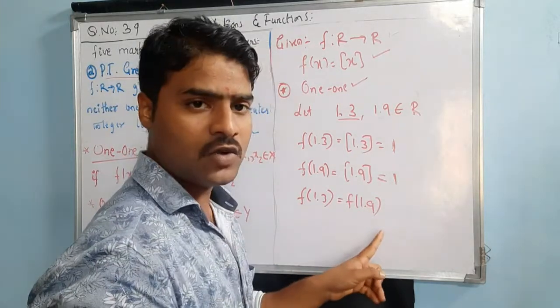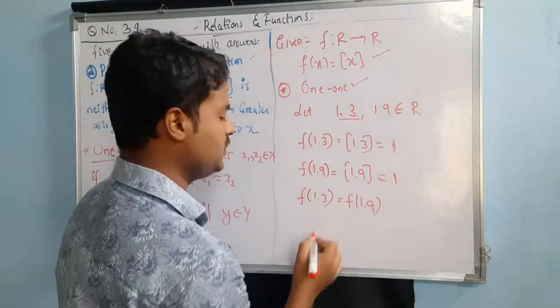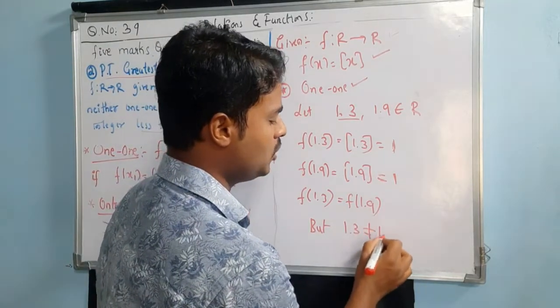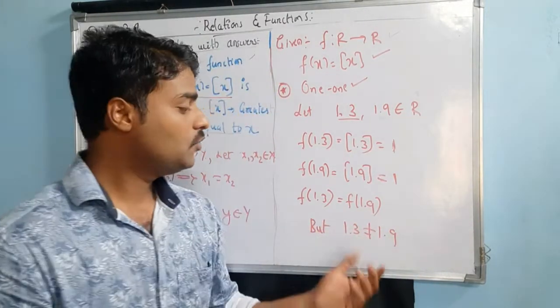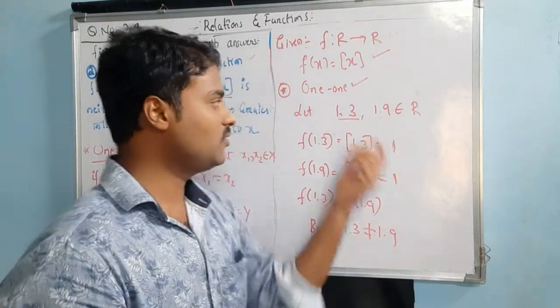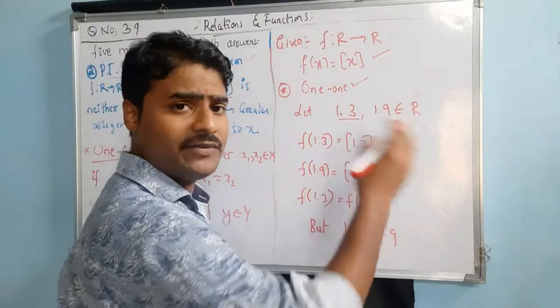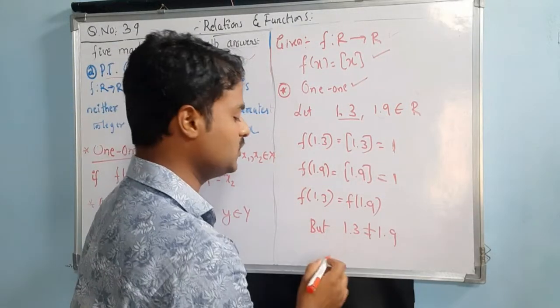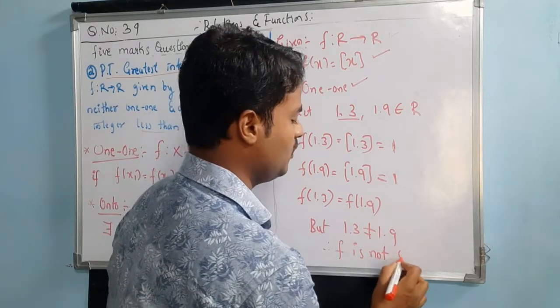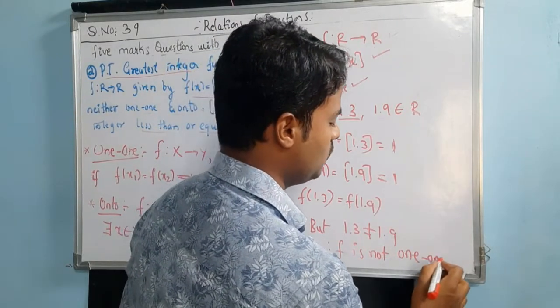That is why they are equal. But 1.3 is not equal to 1.9. 1.3 is not equal to 1.9. Therefore they are different, they are not equal. So what does that mean for the function? f is not 1-1.